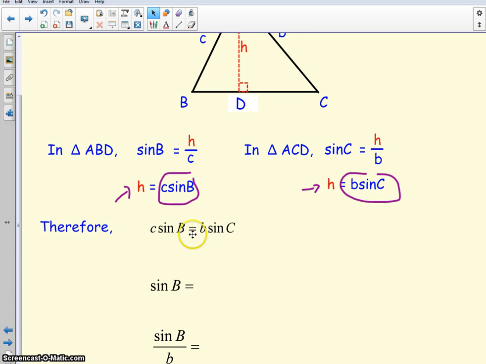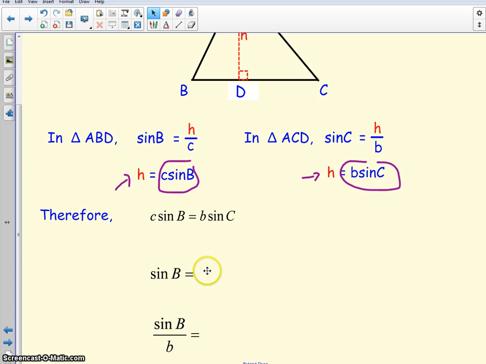With that in mind, I'm then going to do a little bit of light rearranging. I'm going to divide both sides by side c, and then I'm going to divide both sides by side b. I'm just left with this little expression here: sine of angle B over side b is equal to sine of angle C over side c.